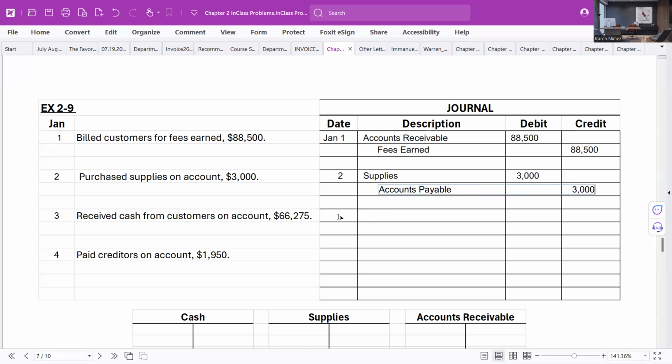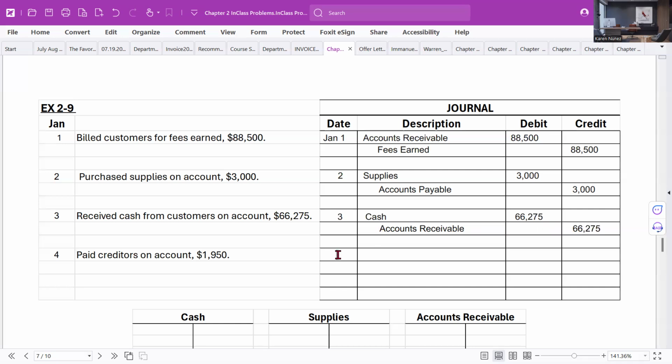And next to the last transaction, on the third, we've received some cash. Cash is an asset. How do you record the increase in an asset? By debiting it. So we're going to debit that cash account for the 66,275, and it's on account. Our customers are paying their bills, right? So we've got to reduce that asset we call accounts receivable. The way you reduce an asset is by crediting it. For the 66,275.